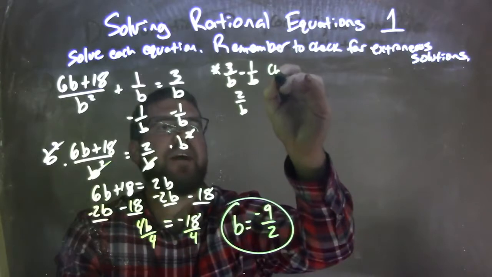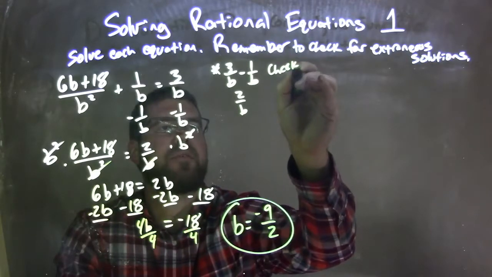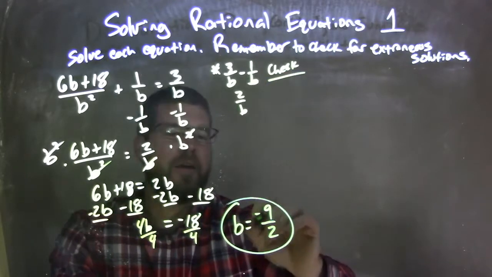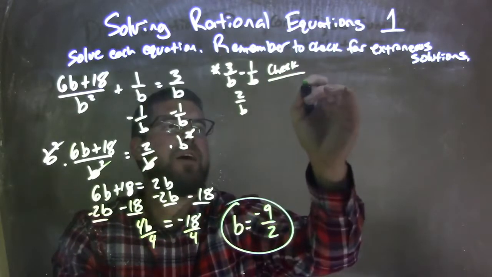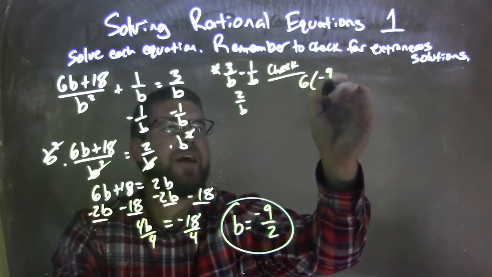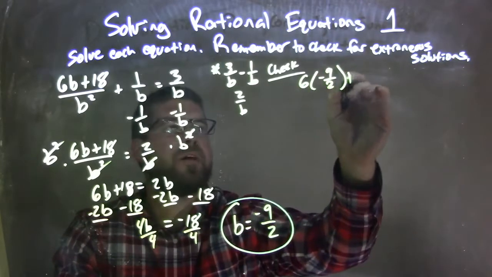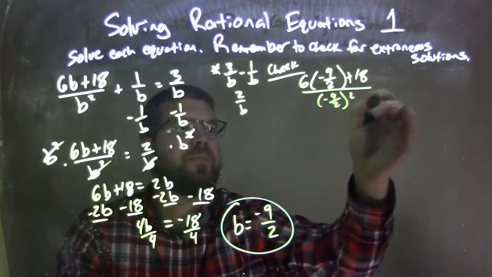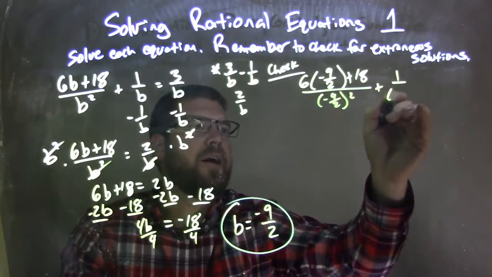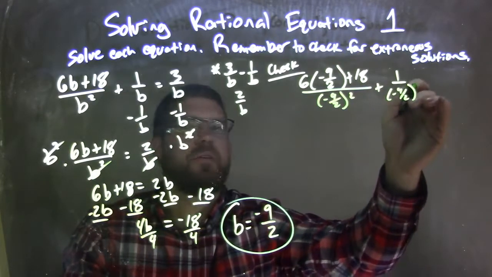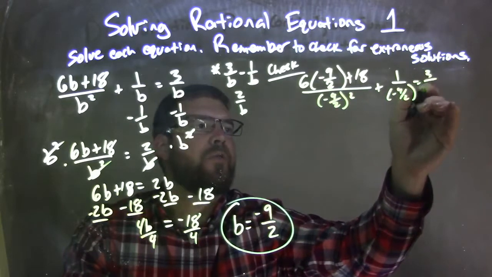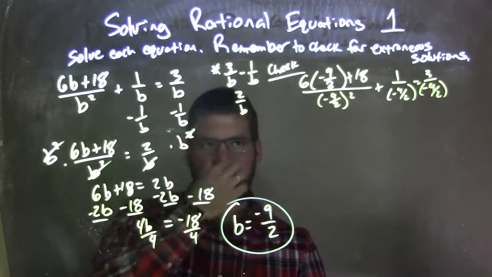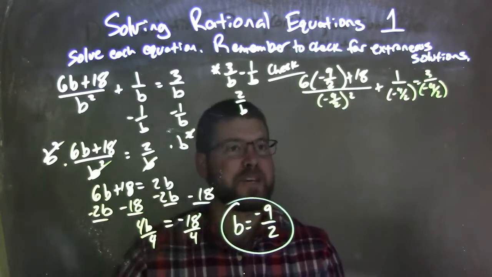So now I need to check that, okay? And when I check this, make sure your fractions are all in line. So I'm going to put negative 9 halves in for b, so we have 6 times a negative 9 halves plus 18 over negative 9 halves squared plus 1 over a negative 9 halves equals 3 over a negative 9 halves. Okay. So let's be careful with our fractions here.